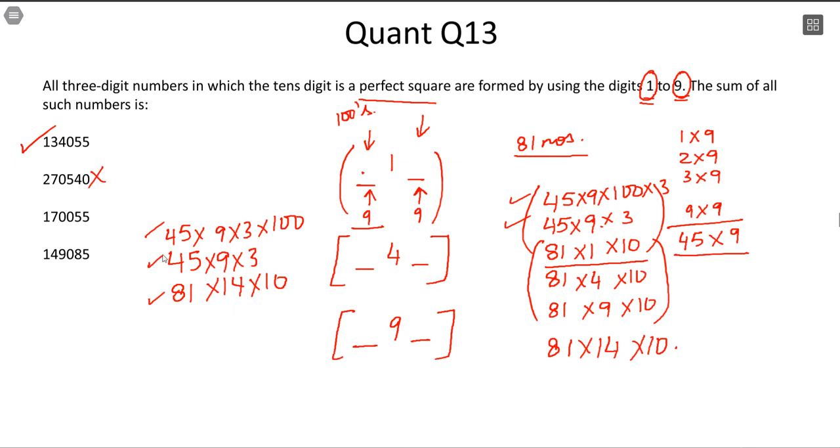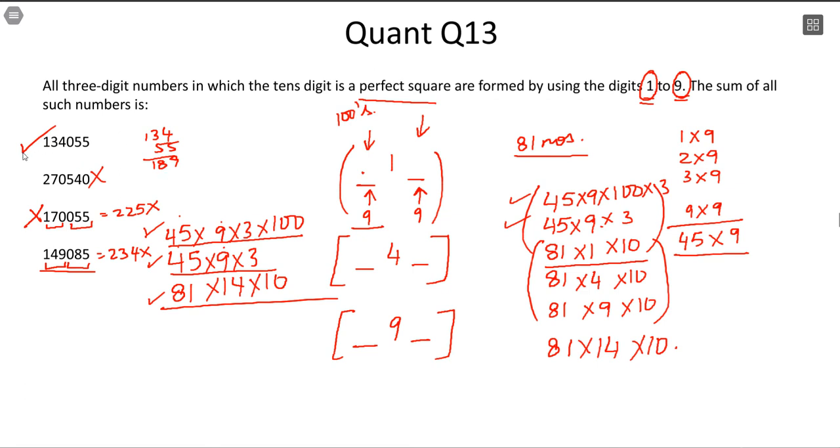These three are left. Now, because this is divisible by 81, 9 into 9. This is divisible by 81, 9 into 9. This is 81 itself. So all of these terms are divisible by 27. Now I'm simply applying the divisibility rule of 27. Here I get 55 plus 170 adds up to 225, which is not a multiple of 27. So this cannot be the answer. 85 plus 149 is 234, which is not a multiple of 27. So this will not be the answer. 134 plus 55 is 189, which is 27 into 7. So this will be the answer.